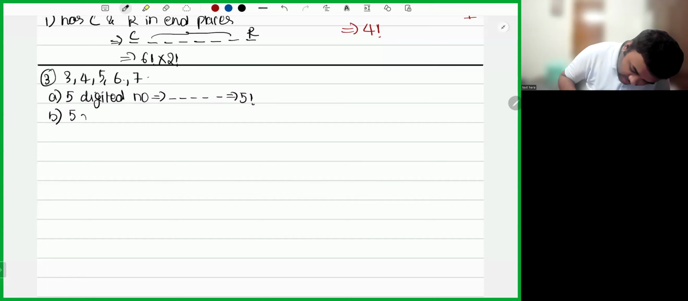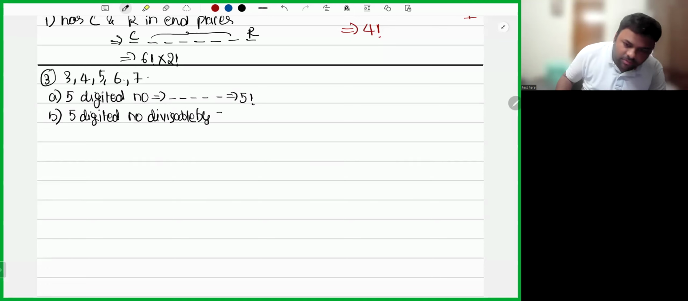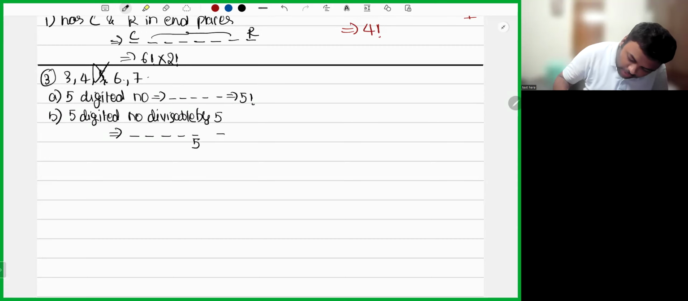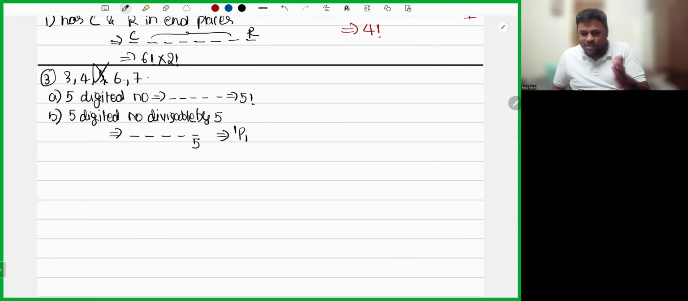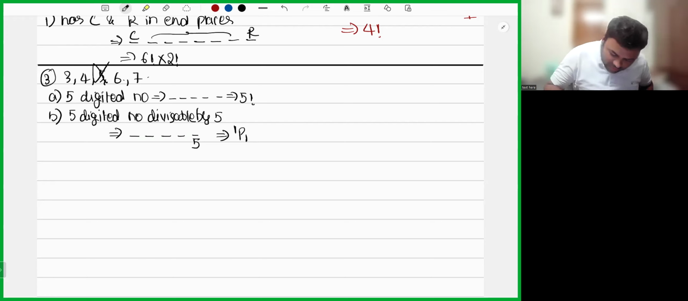Next, point number B. Form a 5-digit number divisible by 5, I am telling. Form a 5-digit number which is divisible by 5. 1, 2, 3, 4, 5. Now what I'll do, I'll remove this 5 from here and place it here. How will you place one number in one place? 1P1. Don't say 5P1. The one number will be kept in one place. He's telling it should be divisible by 5, right?